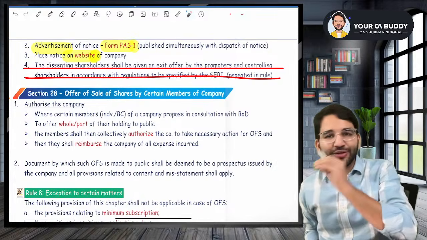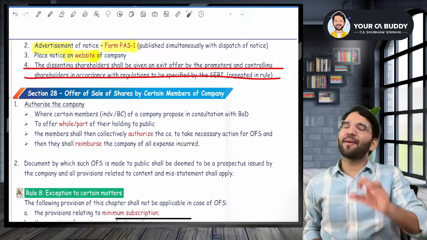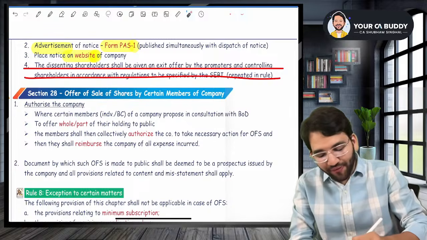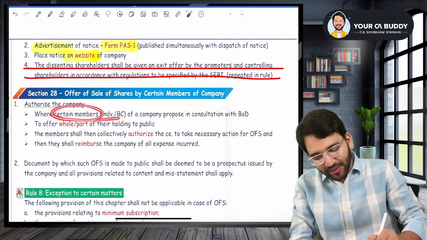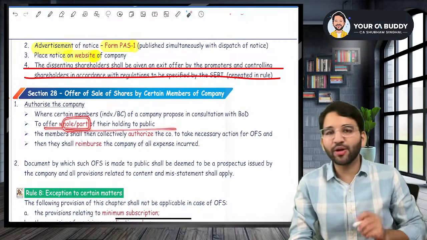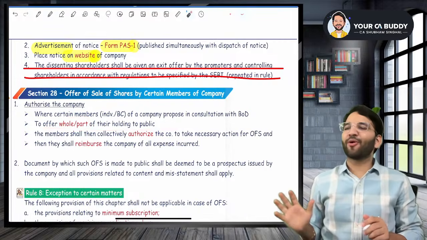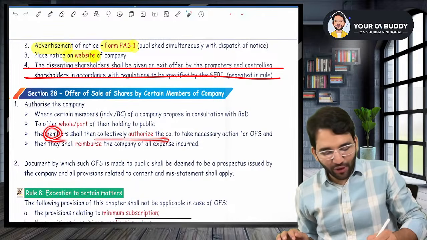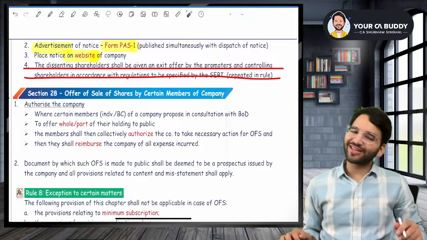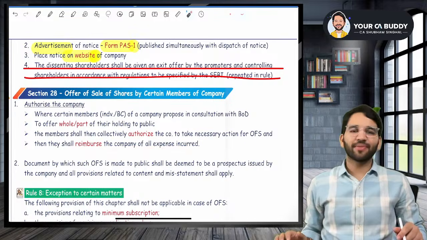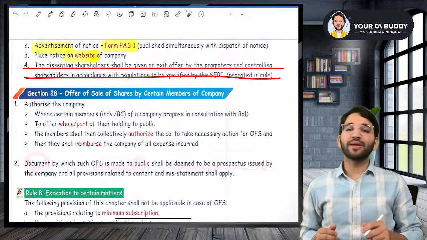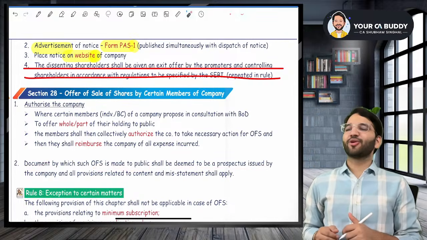Now, once the offer for sale is done, the members will reimburse the company for whatever expenses that company has incurred. But what is offer for sale, sir? Where certain members of the company propose in consultation with the board to offer whole or part of their holding to public, then the members shall collectively authorize the company to take necessary action, and then they will reimburse the company for all the expenditure. Moreover, sir, the document by which offer for sale is made to public shall be deemed to be a prospectus.